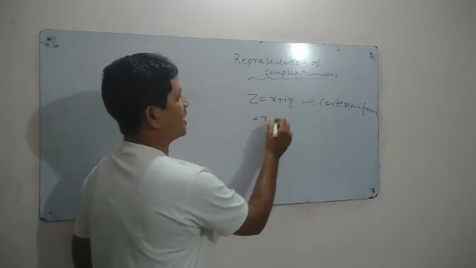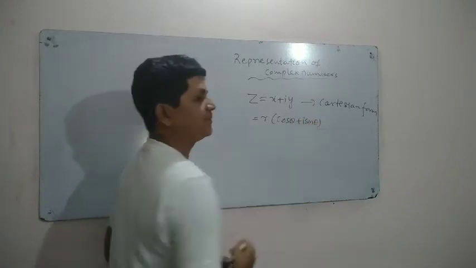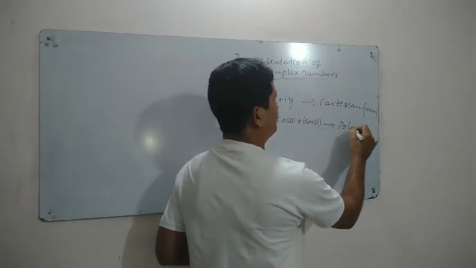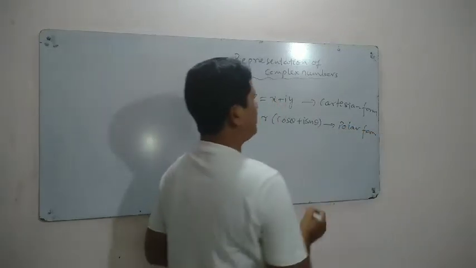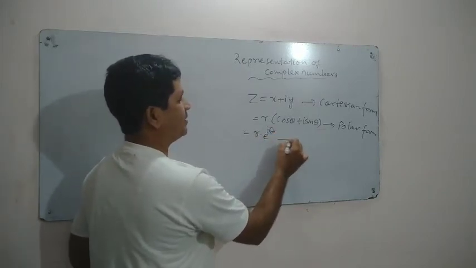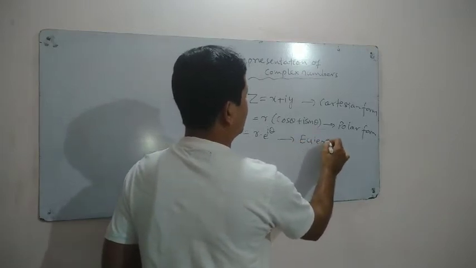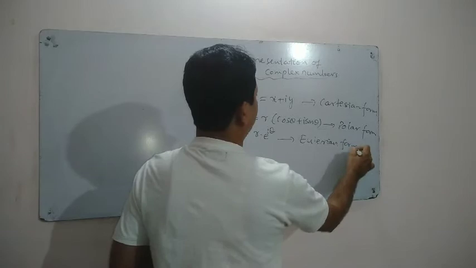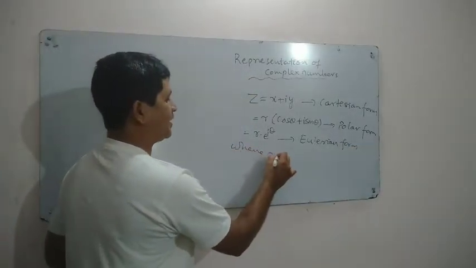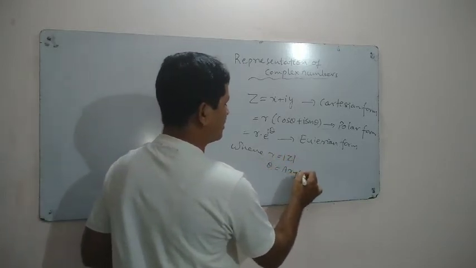Now it can be written as r into cos theta plus i sin theta. This is called polar form. This is also written as r into e to the power i theta. This is called Eulerian form. What is r? Where r is equal to the modulus of z and theta is equal to the argument of z.